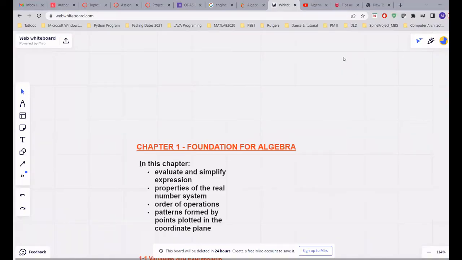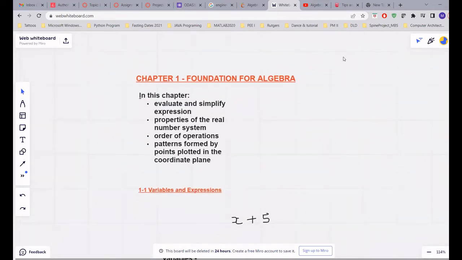Hello. Today we're going to focus on chapter 1, Foundation for Algebra. In this chapter, we're going to cover how to evaluate and simplify expressions, know the different properties of the real number system, know the order of operations, and also learn the patterns formed by points plotted in the coordinate plane. Today, we're going to focus on section 1 of the chapter that covers variables and expressions.